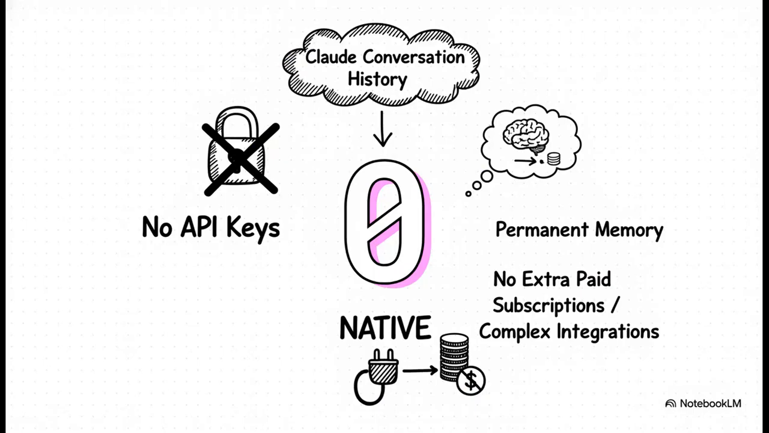And that brings us to one of my absolute favorite details about Mnemo, 0. That is the exact number of API keys you need to run its core tools. No way, right? But it's true. Mnemo achieves this permanent memory natively by piggybacking on Claude's own conversation history. So no extra paid subscriptions, no messy cloud integrations for the core functionality. It is just incredibly accessible to get up and running.